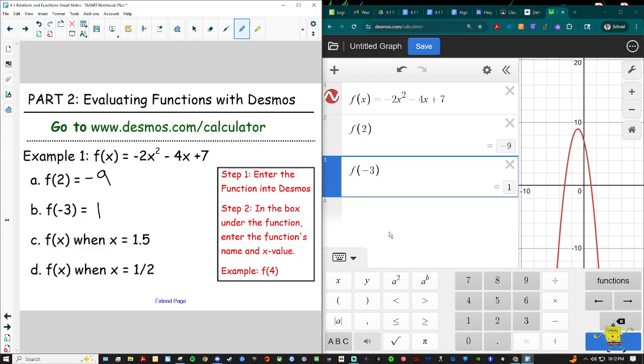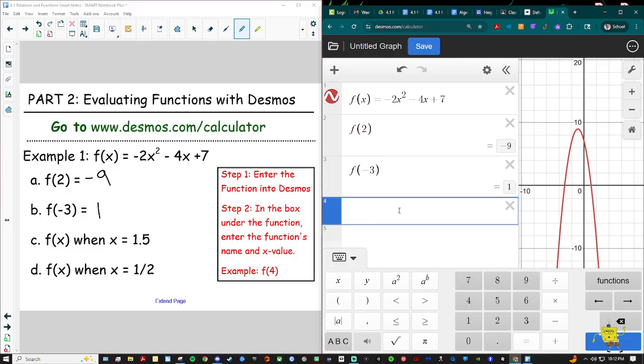We keep going. Now, question C and D, same thing, but they're asked a different way. So sometimes the OST will just say, what's f of 2? What is f of negative 3? Sometimes it'll say, what is f of x when x is 1.5? And that just means we're doing f of 1.5.